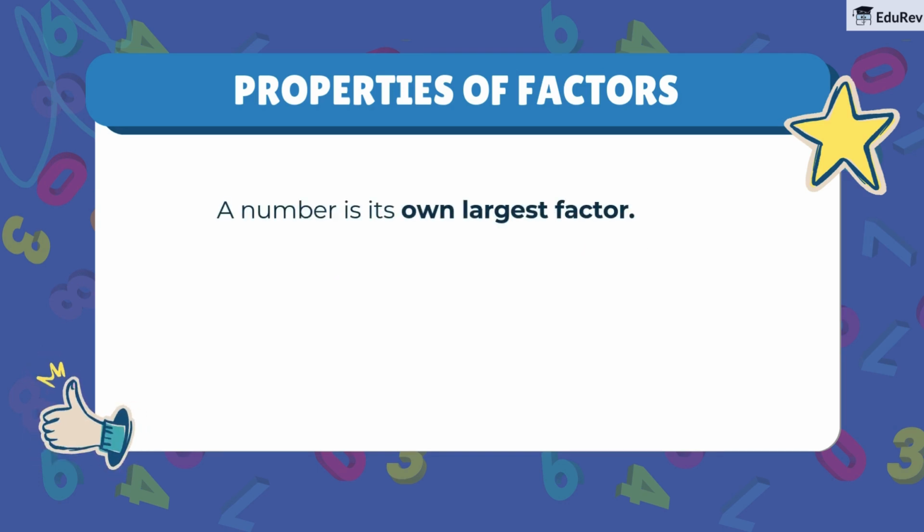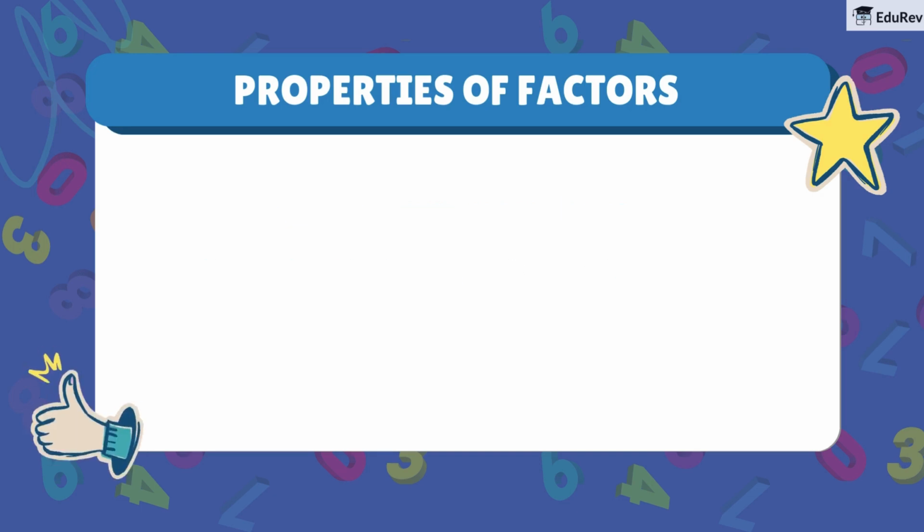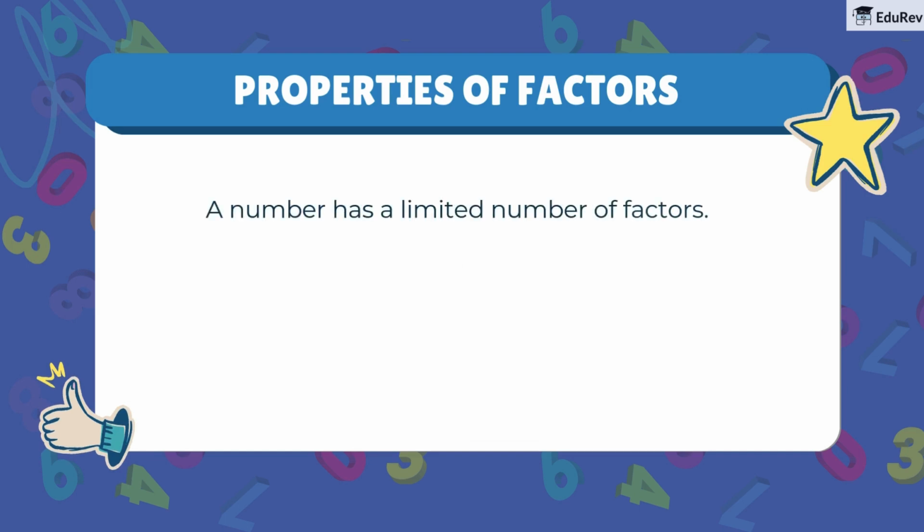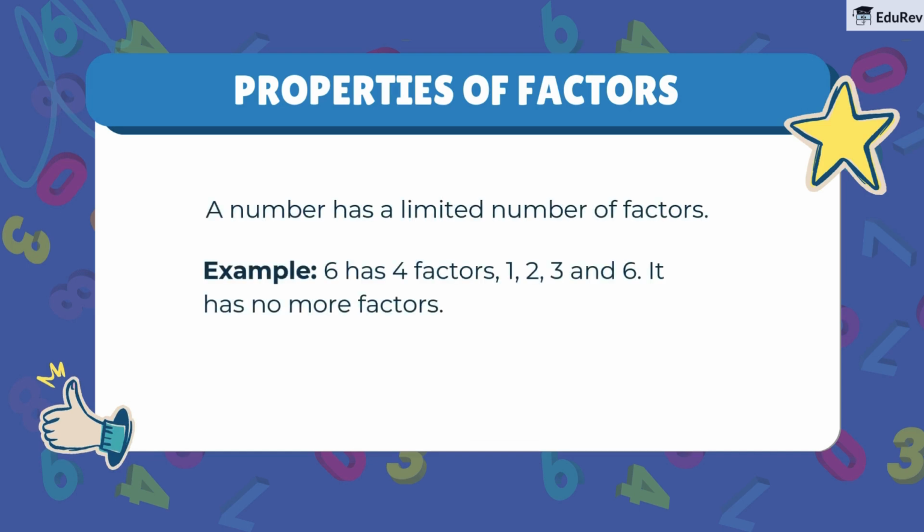Additionally, a number is its own largest factor. For instance, 15 is the largest factor of 15. Lastly, a number has a limited number of factors. For example, 6 has 4 factors, 1, 2, 3, and 6, and it has no more factors.